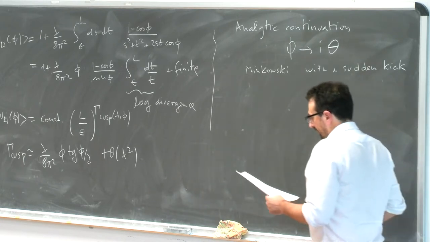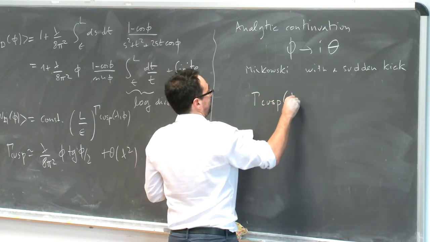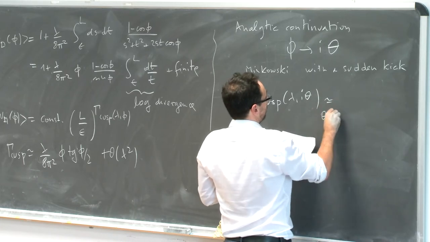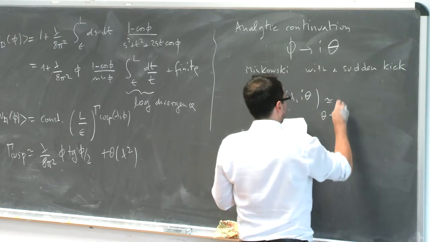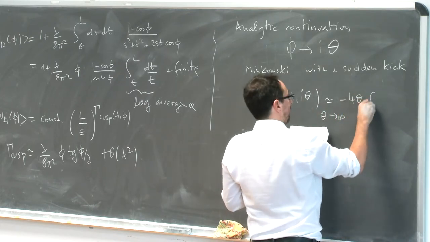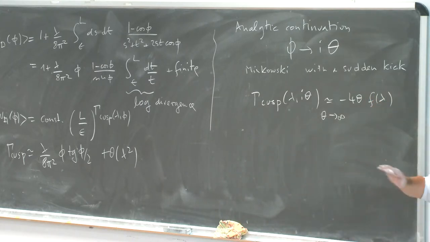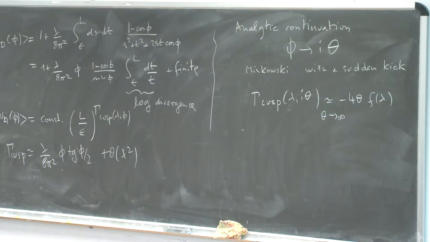Okay, so now gamma cusp lambda, i theta, when theta goes to infinity, now you can take the limit of very large theta, and this is minus 4 theta f of lambda, and this f of lambda is called the cusp anomalous dimension, and you have now connections with integrability, where you can compute this object using integrability.